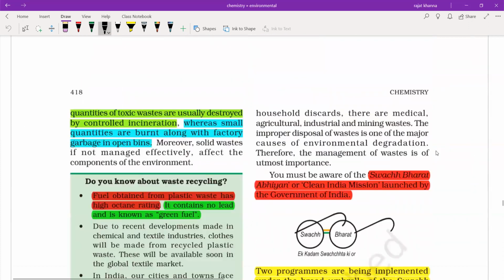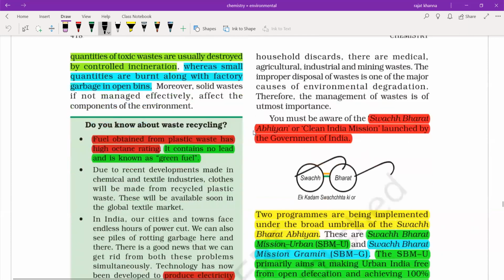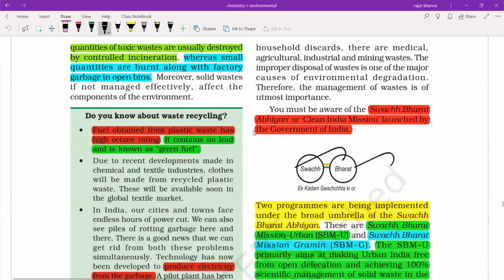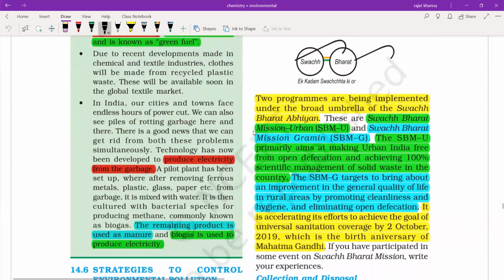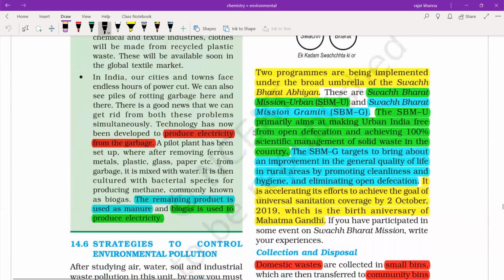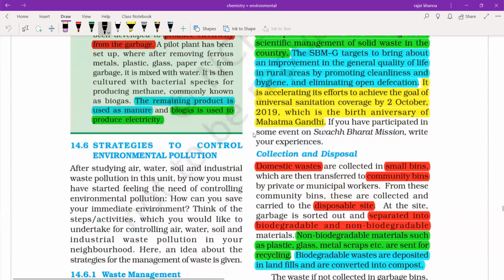Large quantities of toxic waste are usually destroyed by controlled incineration, whereas small quantities are burnt along with factory garbage in open bins. Fuel obtained from plastic waste has a high octane rating. It contains no lead and is known as green fuel. Electricity is produced from garbage, and the remaining product is used as manure. Biogas is used to produce electricity.